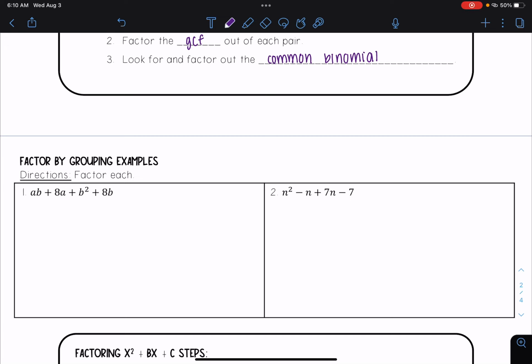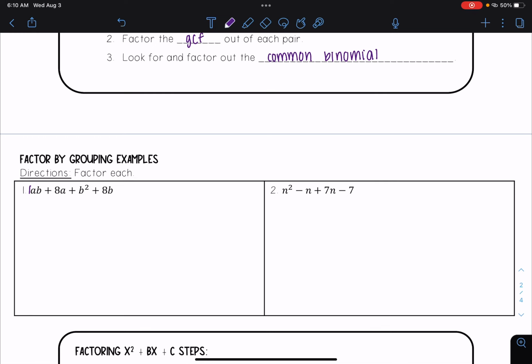So number 1, I have AB plus 8A plus B squared plus 8B, and I am wanting to factor this. So first I want to group these in pairs. So I want to look at this first pair and then this second pair.